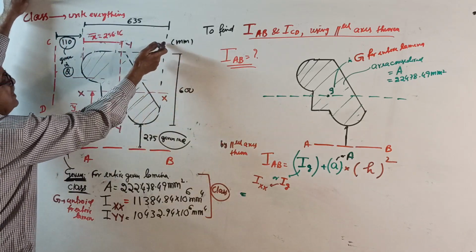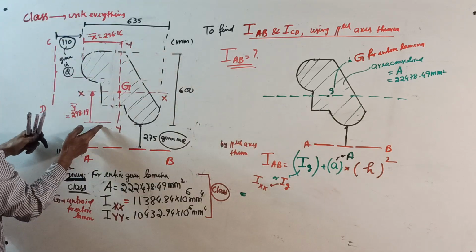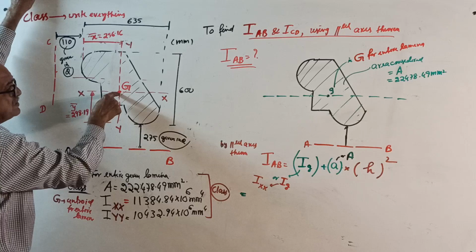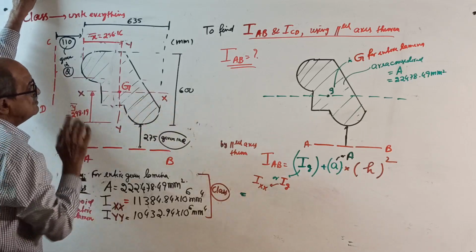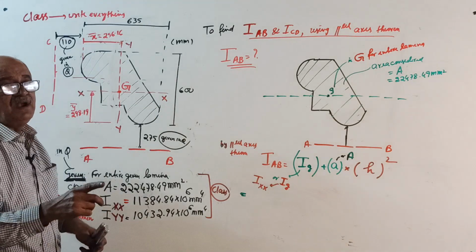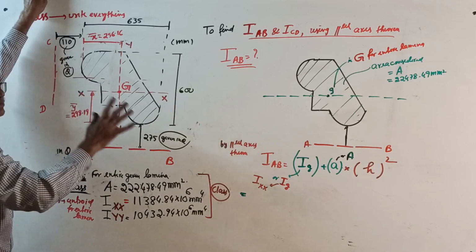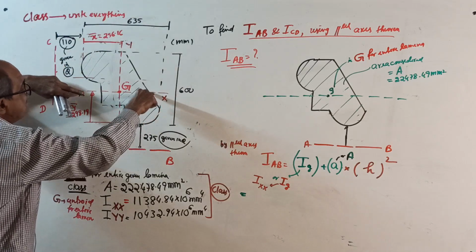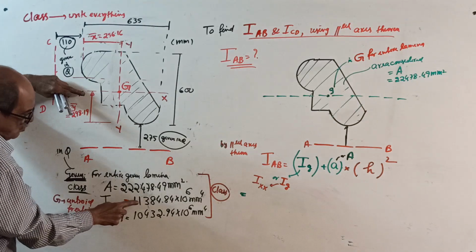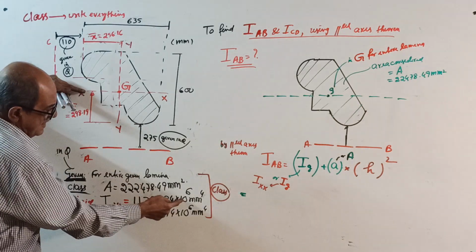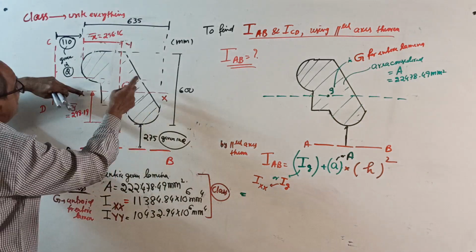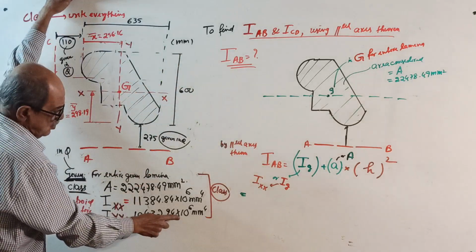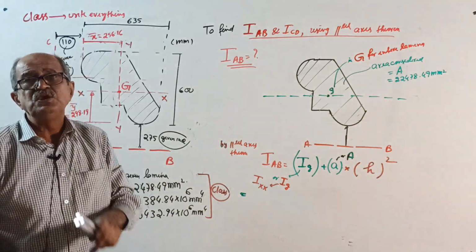Then he will tell, if you want, you can get from there, yes. Same way, centroid from here, y bar, he told 298.19. It comes somewhere here, above this level. Then he will tell, I somehow calculated the moment of inertia for the entire lamina about this centroidal axis, xx. It is 11384.84 10 to the power 6 millimeter power 4, and I about yy is equal to 10432.94 10 to the power 6.